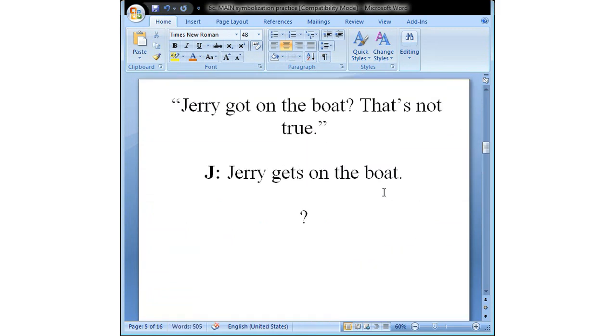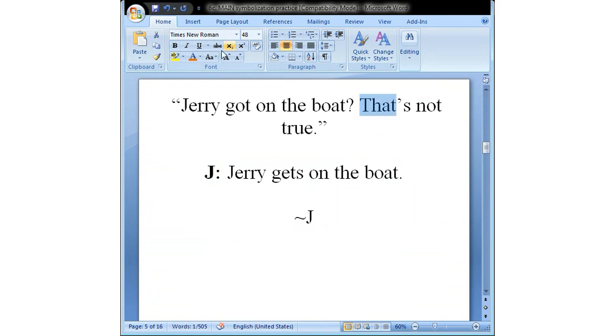Jerry got on the boat. That's not true. Let J stand for Jerry gets on the boat. How do we symbolize this? You got it, folks. Essentially, now we're saying not J.